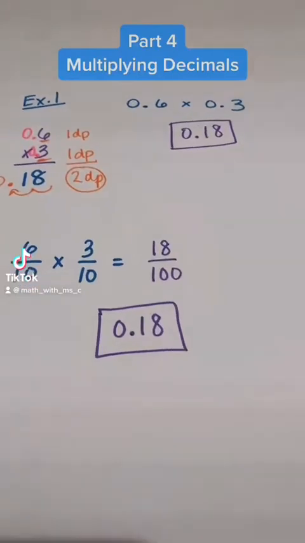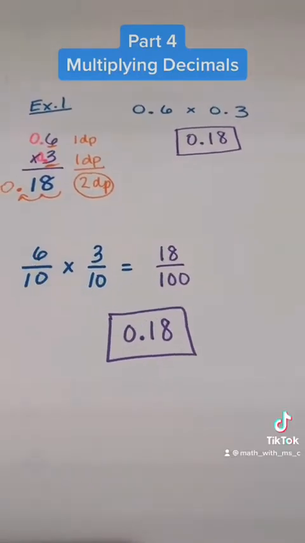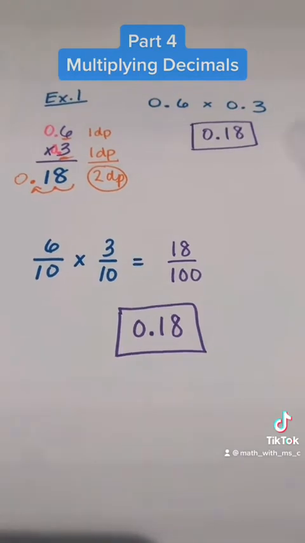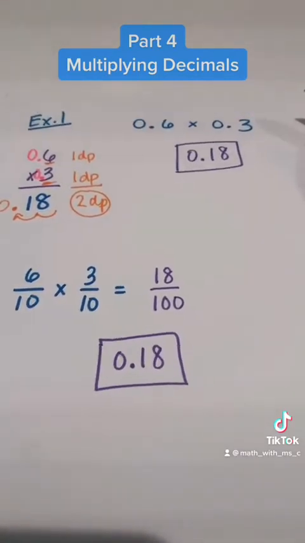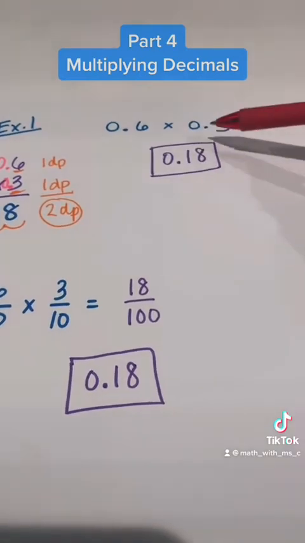This is part 4 on multiplying decimals. Part 3 could have been a little confusing, so hopefully part 4 will help clarify any confusion you may have. If you look at example 1, it was 6/10 times 3/10.